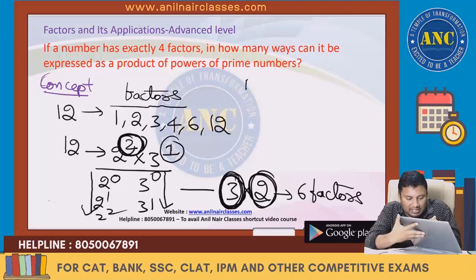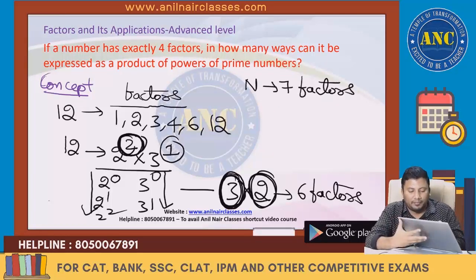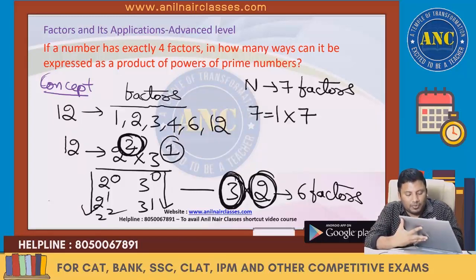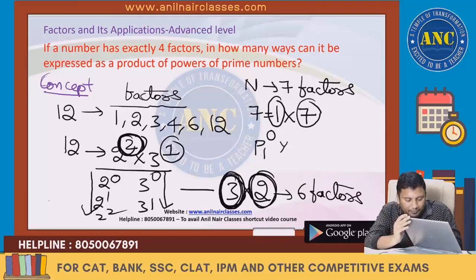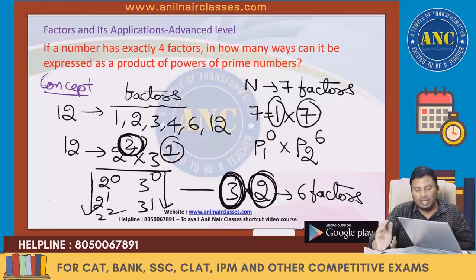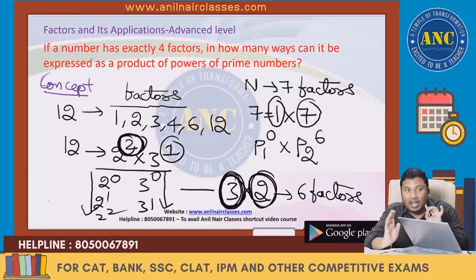That means, can I say, if a number has got 7 factors, 7 can be written as 1 into 7. If this is 1, that means power will be 0. If this is 7, can I say the power will be 6? Are you all with me? 0 to 6 is 7. Am I right? I hope this concept is clear.